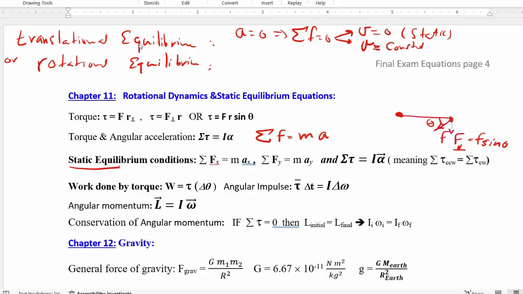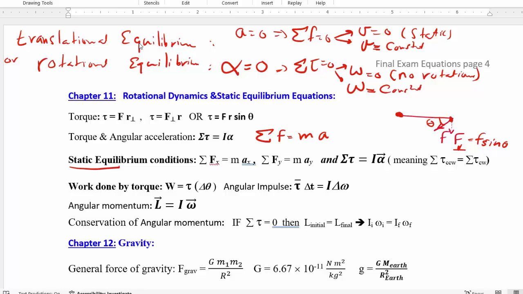The same thing with rotational equilibrium. Rotational equilibrium means the angular velocity is constant. Now, if the sum of the torques is 0, this means the angular velocity omega is either 0, and this means the object is not rotating, no rotation, or it could be that the angular velocity is constant, meaning the object is rotating at constant rate. But if we say static equilibrium, it means the velocity is 0 and the angular velocity is 0. So both v is 0 and omega is 0.